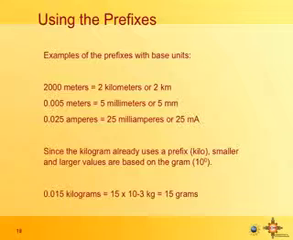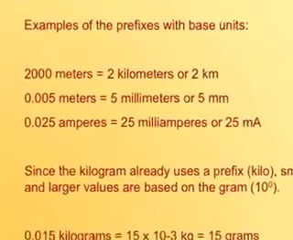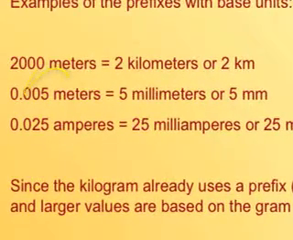So, using prefixes. So here are some examples. If you've got 2,000 meters, okay, that's 2 kilometers, right? There's 1,000 meters per kilometer. If you have 0.005 meters, what is that? Well, that's 5 times 10 to the minus 3. Okay? So if you take a 5 and you move the decimal place to the left 3 times, that's 0.005. Okay? So you're talking about a millimeter, right? 10 to the minus 3 is a millimeter. Okay? You can write it as 5 millimeters or mm.